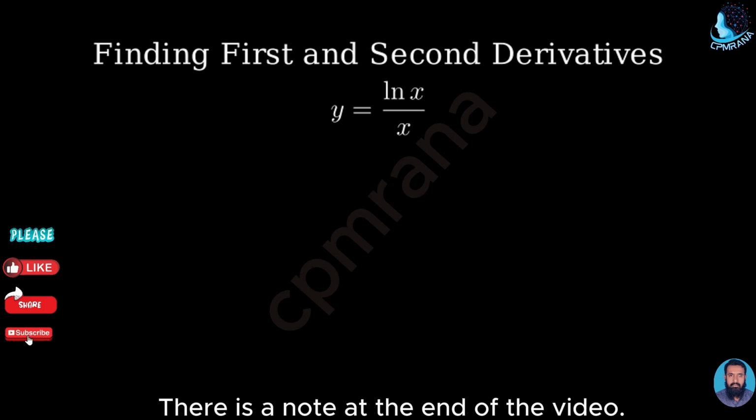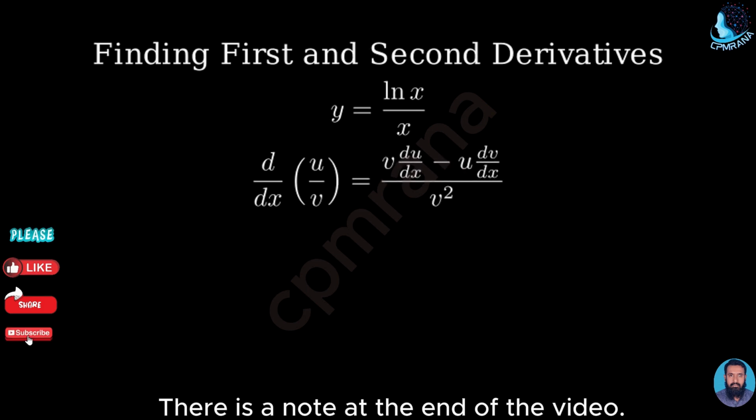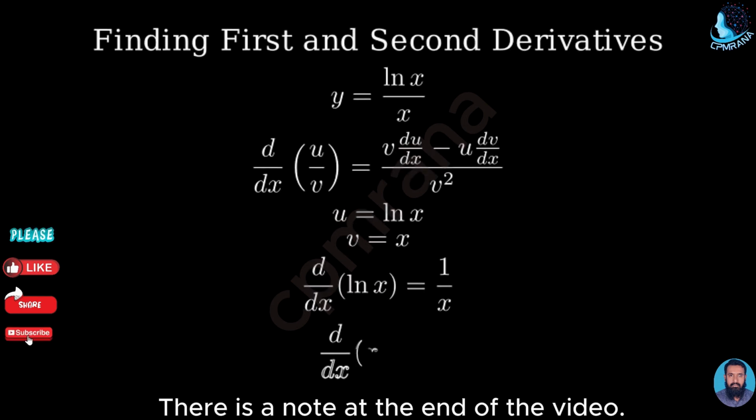To find the first derivative, we'll use the quotient rule. The quotient rule states that the derivative of u over v equals v times the derivative of u minus u times the derivative of v, all over v squared. In our case, u equals natural log of x and v equals x. The derivative of natural log of x is 1 over x, and the derivative of x is 1.